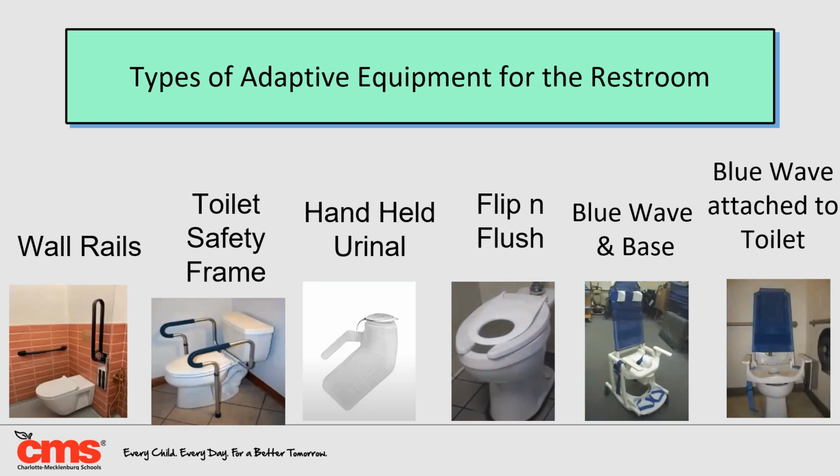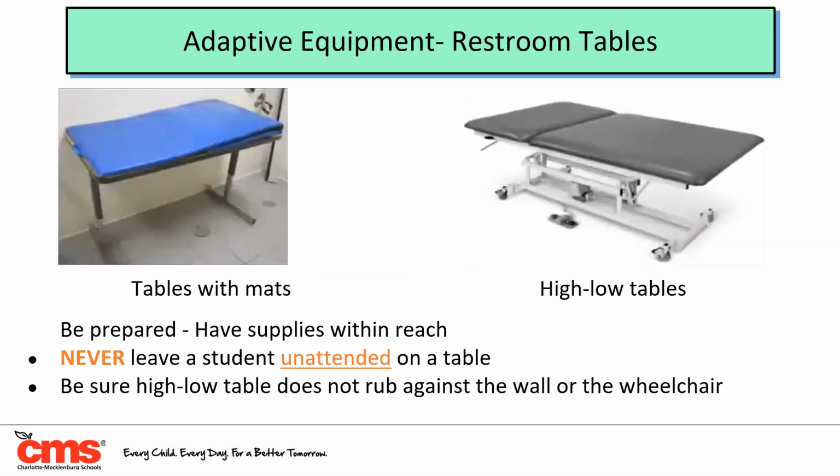There are many types of equipment a student may need in the restroom. A few examples are seen here: wall rails, toilet safety frame, handheld urinal, flip and flush, blue wave and base, or blue wave attached to a toilet. When using restroom tables, be prepared, have supplies within reach, never leave a student unattended on a table, and be sure that a high-low table does not rub against the wall or the wheelchair for proper functioning.